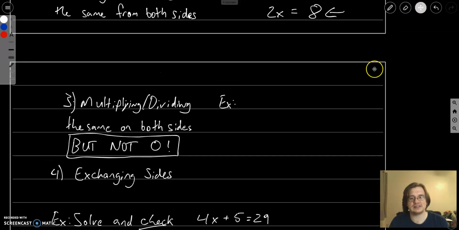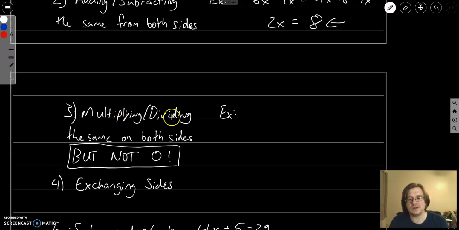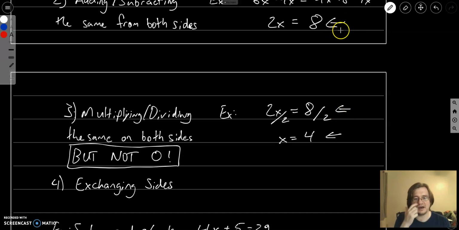So the next thing that we'll do is multiplying and dividing, again, by the same thing on both sides will preserve the solution set. So when I have 2x is equal to 8, I could divide both sides by 2 and get the equation x is equal to 4, but the solutions here are the same as the solutions here, and the same as all of the equations that I had written down.